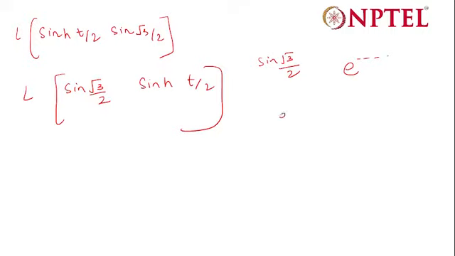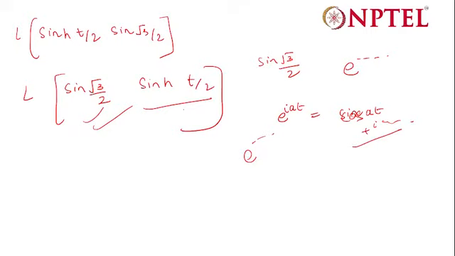You know that e to the power i a t equals cos plus i sine at, something like that. So you can convert this in terms of e to the power something. When you convert this into e to the power something, you already know the Laplace transform of the sine hyperbolic function. Then again you can use the property of e to the power. Understood?